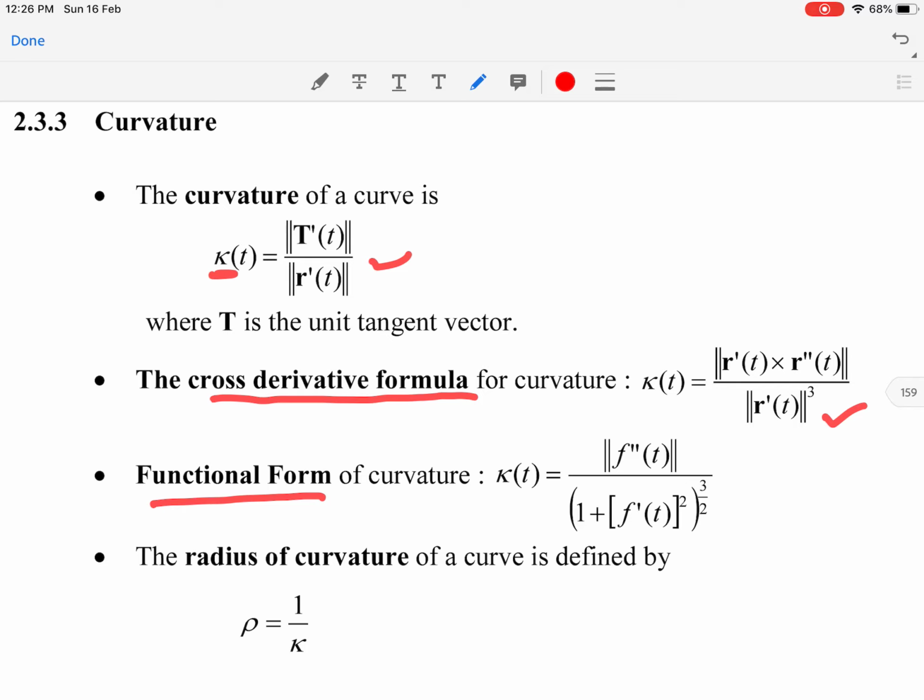And the third formula is called the functional form of curvature. So we have the magnitude of f double prime t divided by 1 plus f prime t squared, to the power of 3 over 2. And the radius of curvature is denoted as rho. Rho is equivalent to 1 over curvature.